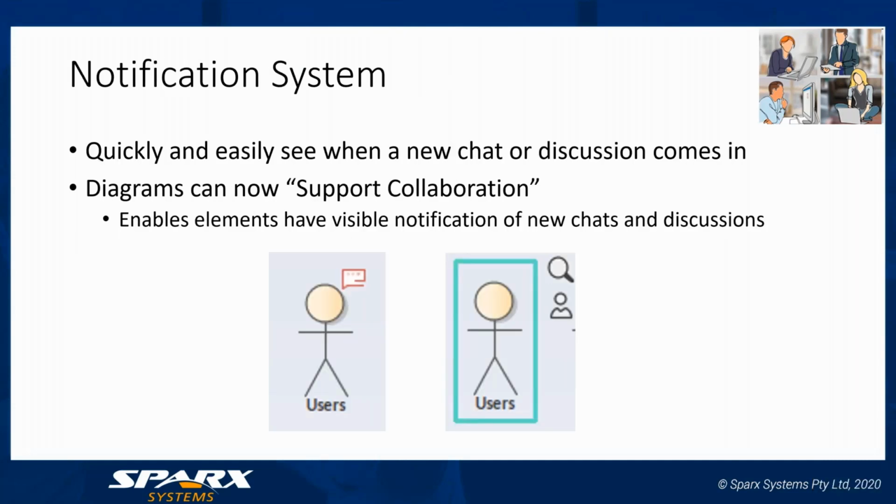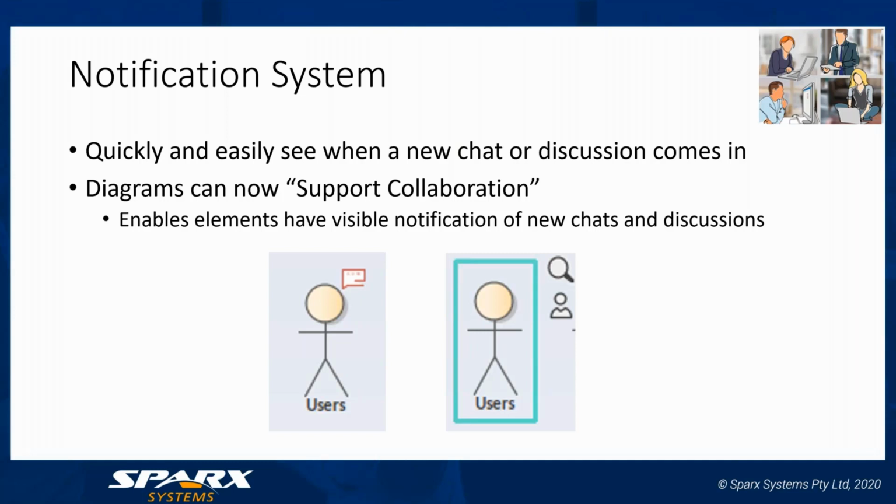Coupled with that is a new notification system, so you can quickly and easily see when a new chat or discussion comes in. So I'm working along here, and you can see I've got a little actor, it's got a little voice pop up. So this user's person is trying to communicate with me. As soon as I click on them, I get this turquoise sort of box around it, and that shows that this is the person that I'm focused on while using the new collaborations window. And we'll take a look at that later in this presentation.